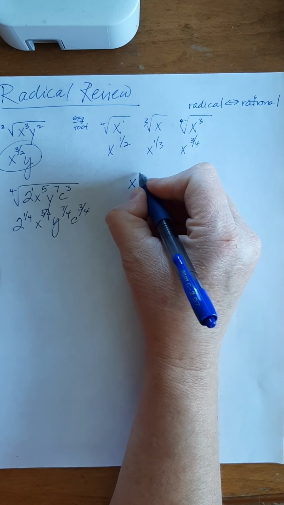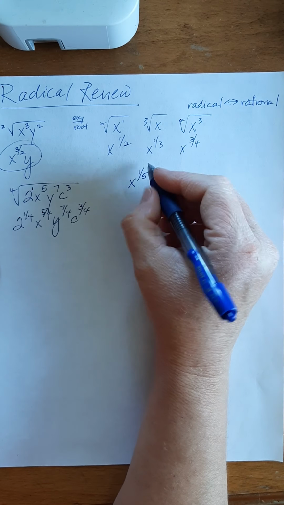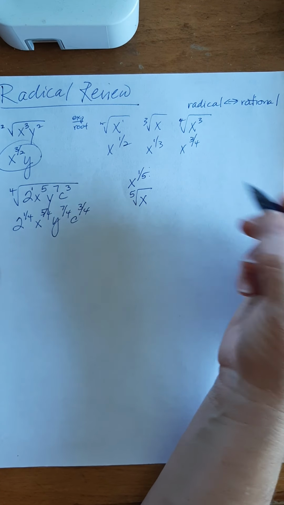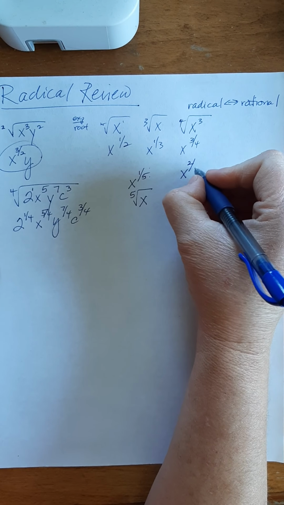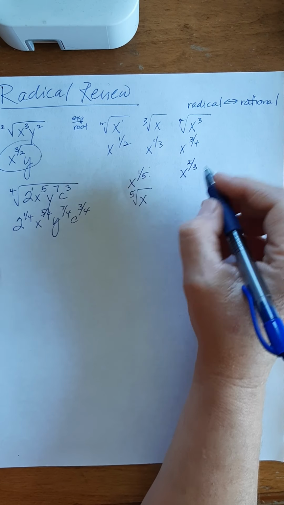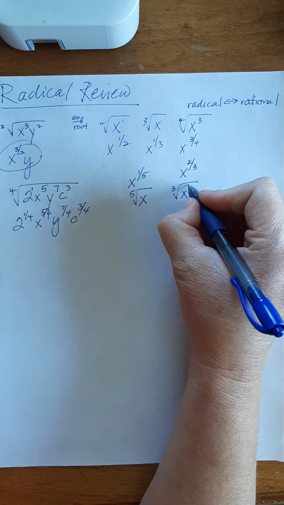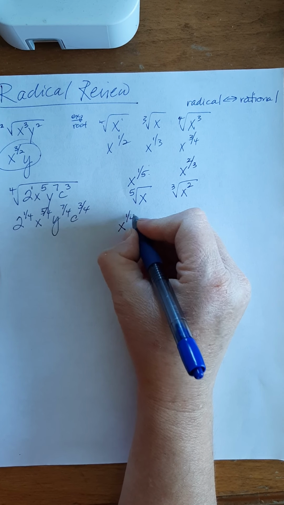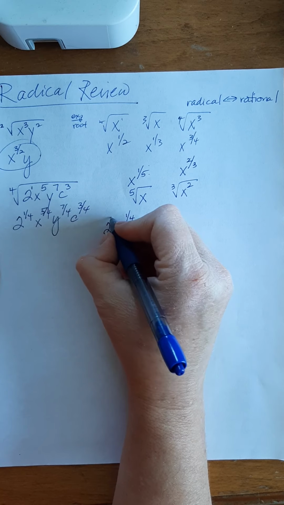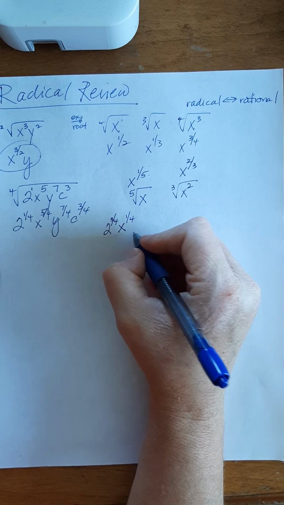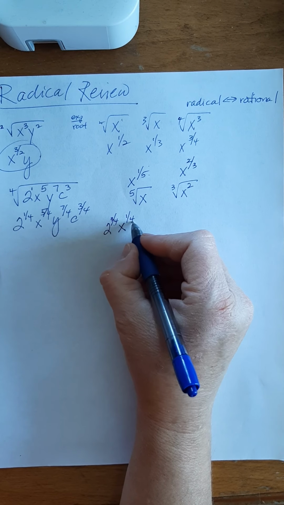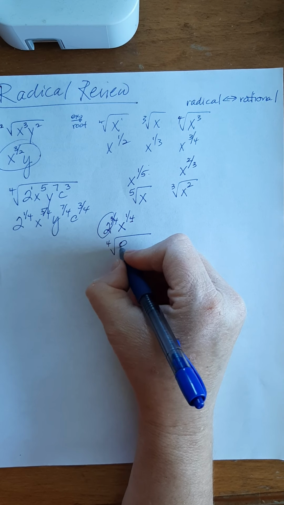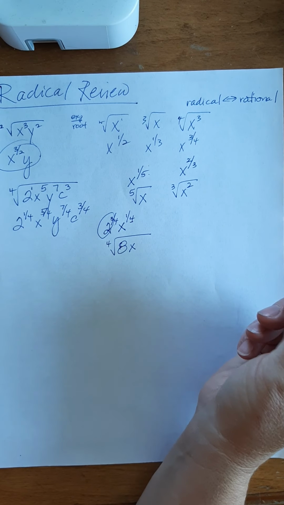So if I had like x to the 1/5 power, exponent over root, so that's just 5th root of x. X to the 2/3, exponent over root, so cube root, x squared. Even if I had something like x to the 1/4, 2 to the 3/4, that would be common denominator, so 4th root of 2 cubed, 8, x to the 1st.